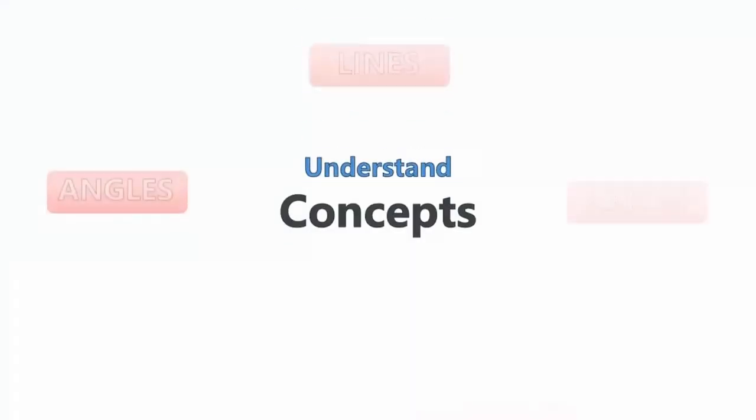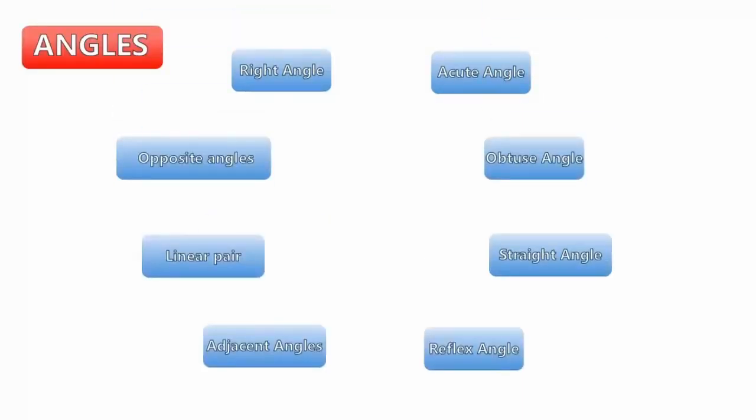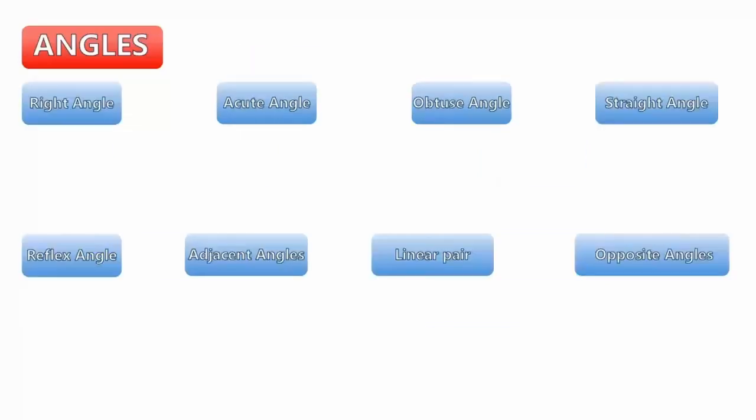Let's understand the concepts of angles and lines. Let's look at an axiom, a theorem, and concepts of parallel lines. When it comes to angles, we have many types. Let's look at them all, each in detail.